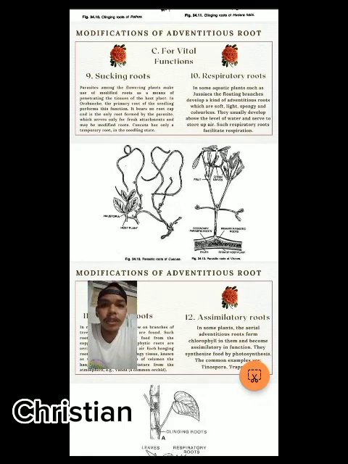The last is the assimilatory roots. In some plants, aerial adventitious roots form chlorophyll in them and become assimilatory in function. They synthesize food by photosynthesis. The common examples are Tinospora and Trapa.